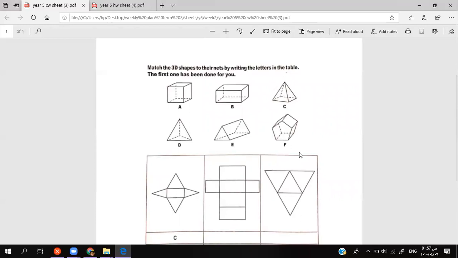He made C here. Why is C here? Its base is a rectangle, and then its sides are triangles, 4 triangles. So, 4 triangles, so this is its net. When I close it up on each other, it will give me the pyramid.